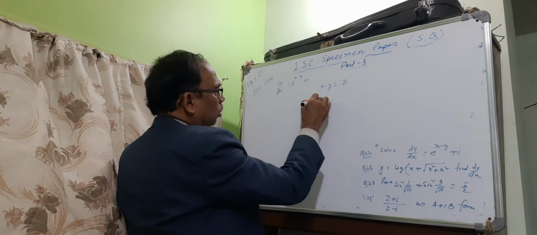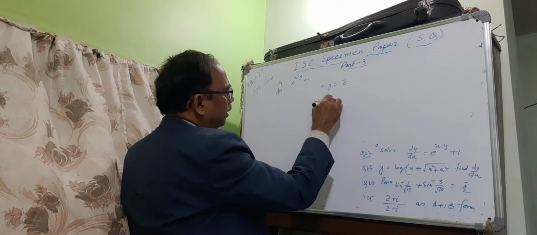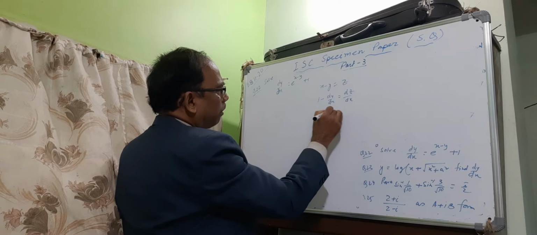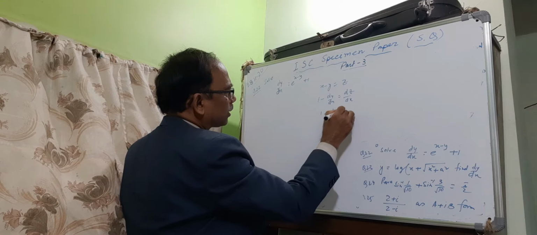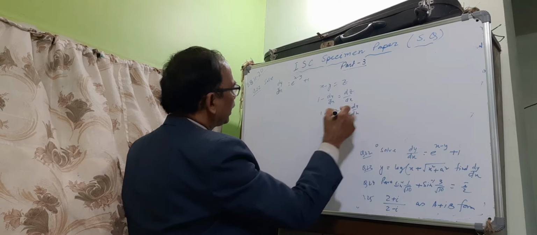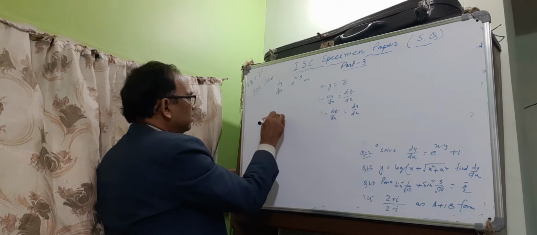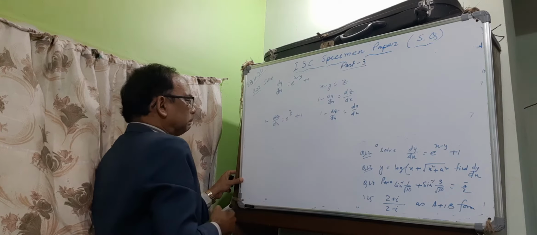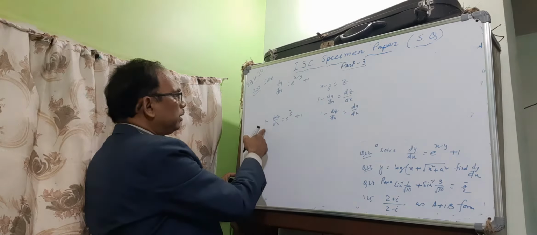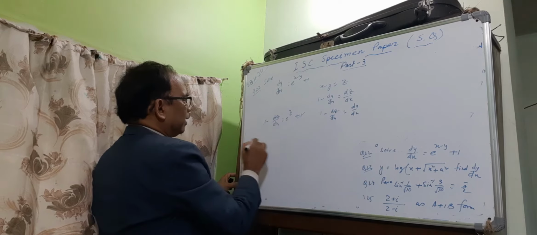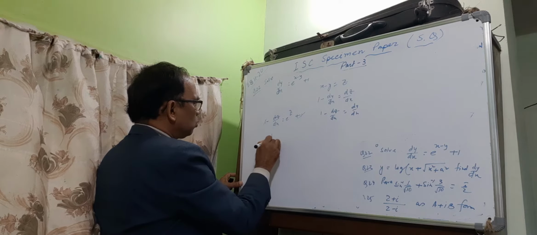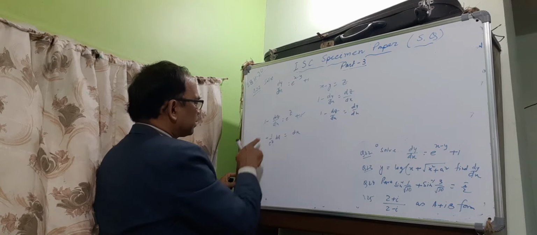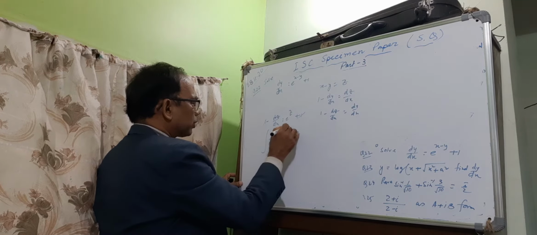equals z. So 1 minus dy by dx equals dz by dx. Then 1 minus dz by dx equals dy by dx. Put it here: 1 minus dz by dx equals e to the power z plus 1. 1 minus dz by dx, the 1 cancelled. That is minus 1 by e to the power z dz equals dx. Take the minus to the right side, integrating both sides.